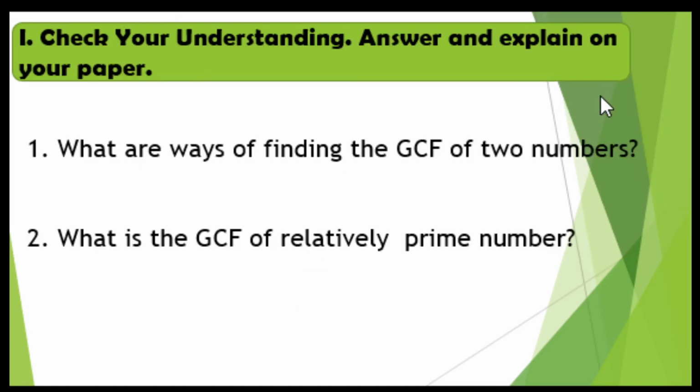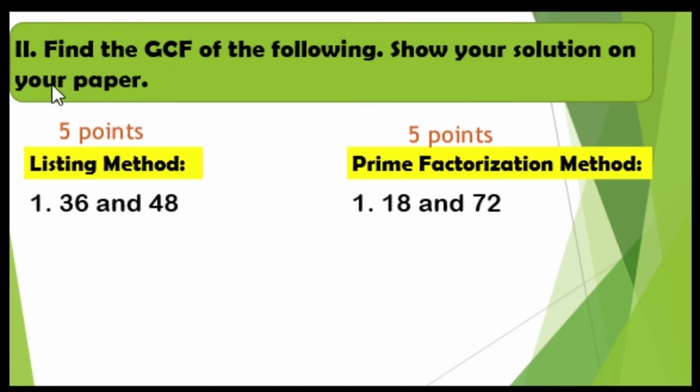Children, I hope that you have learned something in our lesson in math subject. For your first activity, check your understanding. Answer and explain in your paper. You have to answer 1 up to 2. For your second activity, find the GCF of the following. Show your solution on your paper. 5 points for listing method and 5 points for prime factorization method.